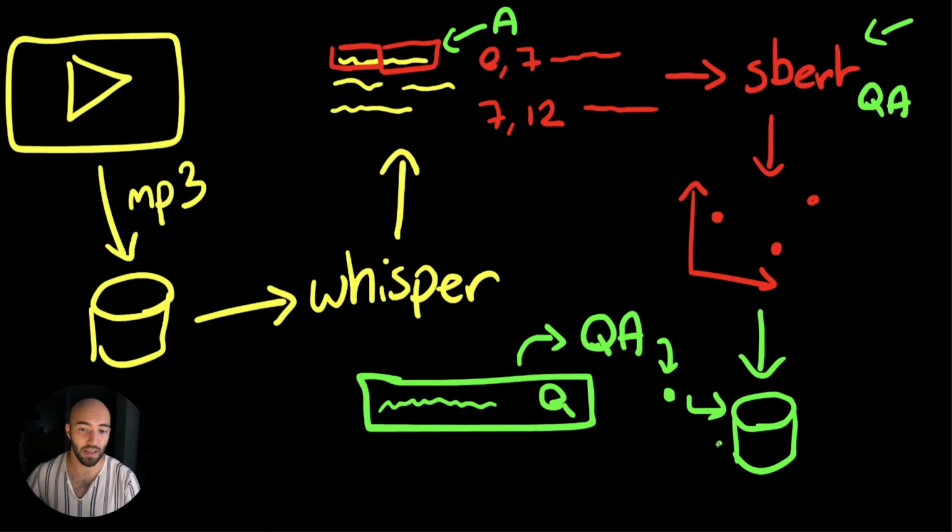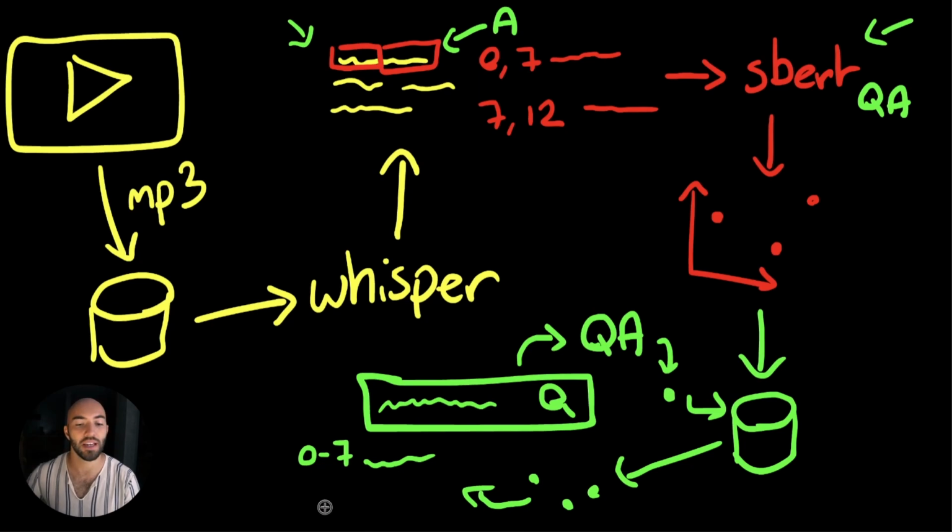And then from there, we return the most relevant segments. So these up here, we return those to the user. So the user will get, okay, at this timestamp in a video, so I don't know, 0 to 7 seconds in one particular video, we have this answer for you. And then from 7 to 12 in another video, we have this answer for you. That's essentially what we're going to build.